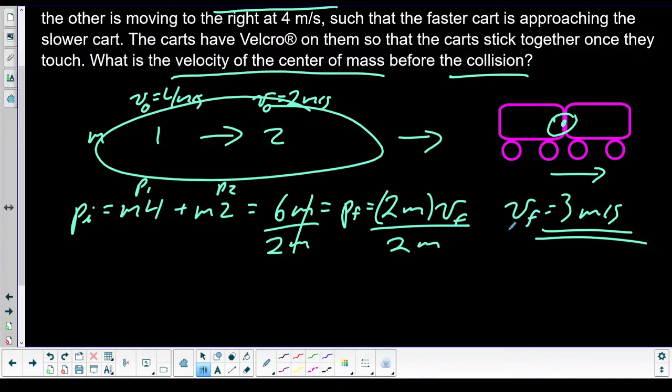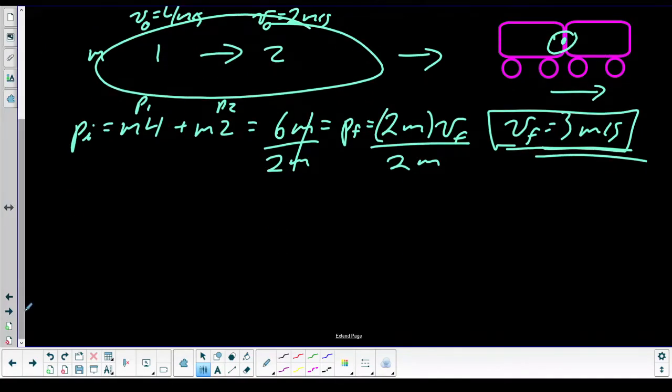So the answer is 3 meters per second. Cool. That's tight. Again, if I were a better animator or something, I would now have a sweet GIF or something for you to look at.